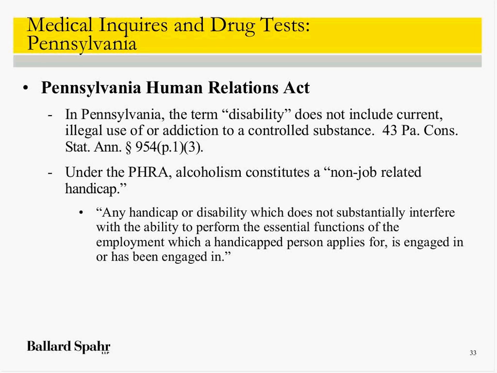Under the FCRA, alcoholism constitutes a non-job-related handicap, and as you can see, that's the definition of a handicap under the statute: a disability which does not substantially interfere with the ability to perform the essential functions of employment which a handicapped person applies for, is engaged in, or has been engaged in. So, in plain English, that means that alcoholism cannot be the sole basis for your decision to terminate an employee, or for an employment decision, which could potentially include hiring.